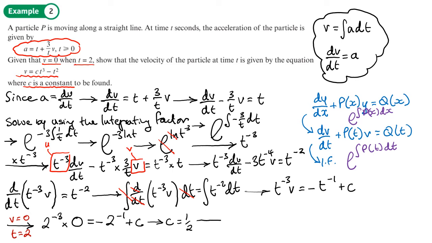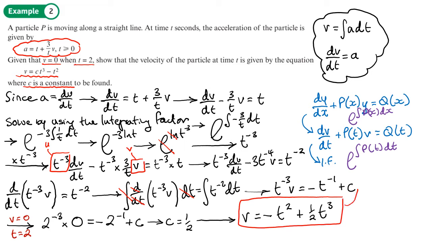So our final answer is going to be that v equals negative t squared plus half t cubed. Now the reason I've ended up with that is because I've basically taken the expression from above here, and if you times everything by t cubed, you'll get the expression in the form that they want, because you'll notice there's no negative powers here.